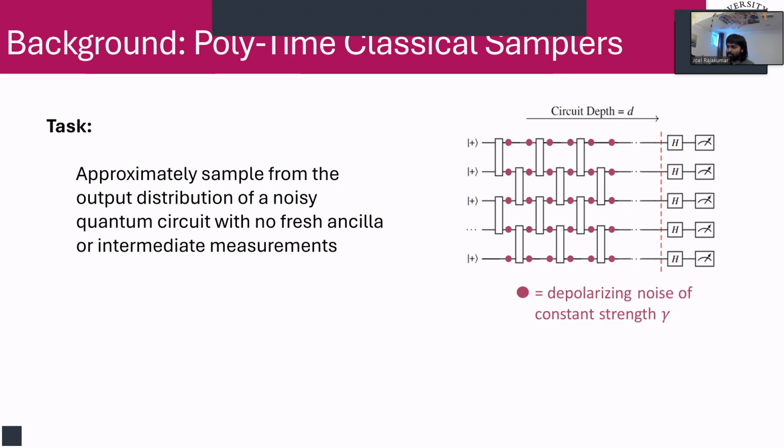So the task that I'm going to be trying to do, to formally define it, is to approximately sample from the output distribution of a noisy quantum circuit with no fresh ancilla or intermediate measurements. And the way we've modeled the noise is depolarizing noise of a constant strength on every qubit in every layer.